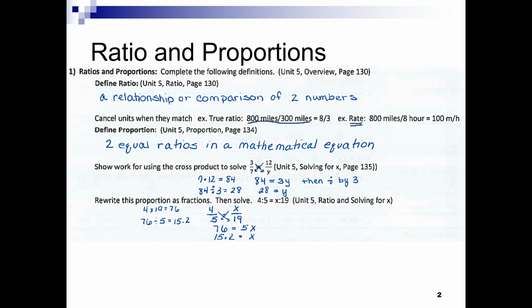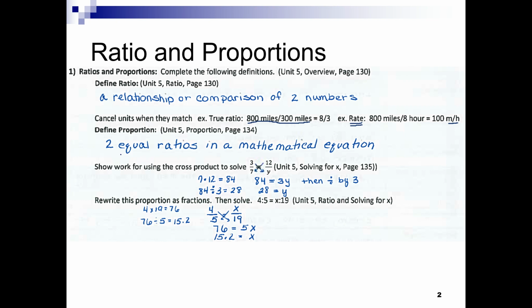In a rate, we have labels that do not match. So this time we have 800 miles per 8 hours. We can still simplify the numbers. So 800 divided by 8 is 100. But we have to keep the labels. So we keep the miles per hour in the rate. Both of these can be used mathematically as ratios because they are comparisons of two numbers.